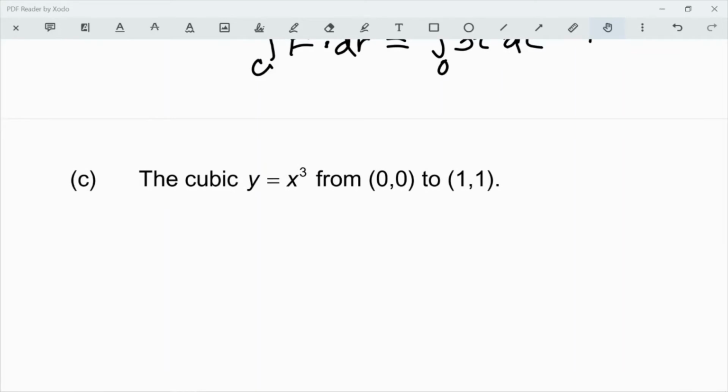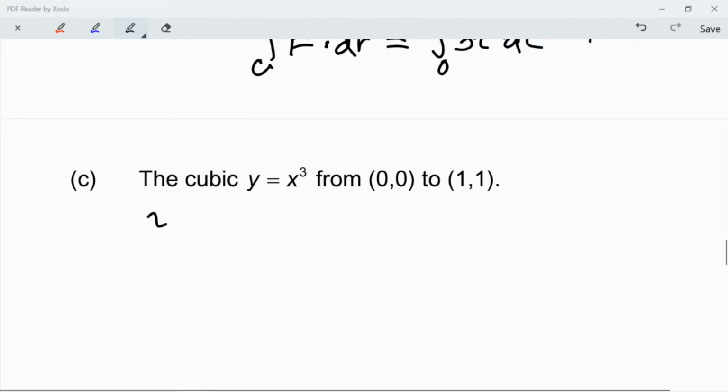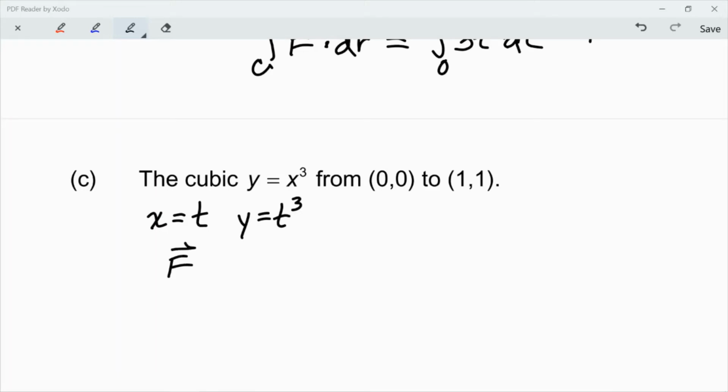Well, it's the same idea again. Along this cubic path, I would say my x is equal to t, my y is equal to t cubed. And so for my force function this time, I'm going to have t cubed, t, because it was y, x. And then for the derivative of my position, I'm going to end up with 1, 3t squared.